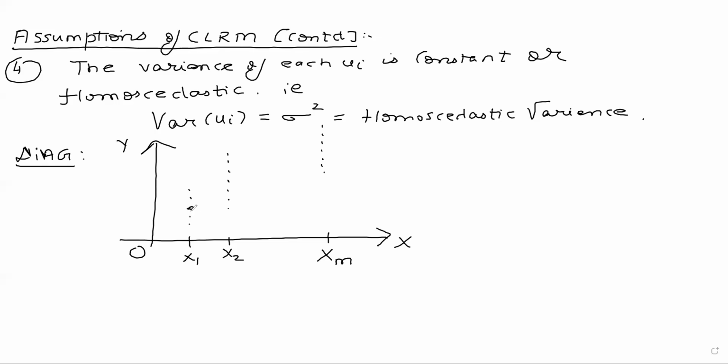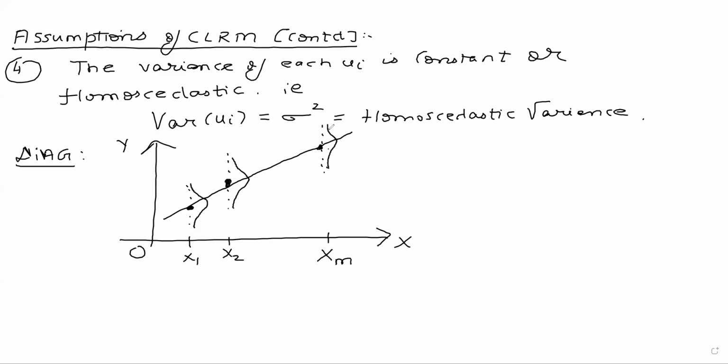And then we have the expected value of y for each of these values of x. When I join them, I get the population regression function. If you all can recall, okay. Now the variance of ui is the same, means what? It means the spread around the mean value is the same. If you look at the spread around the mean value or the expected value, it is the same.